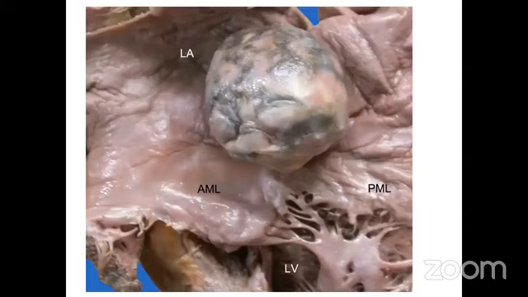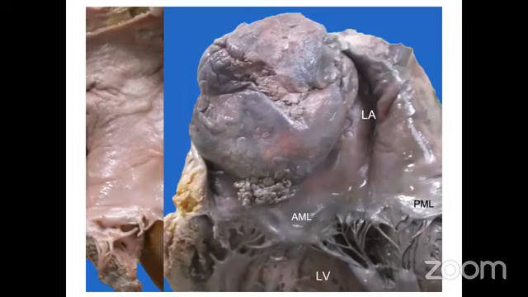Here we can see a large, smooth-surfaced polypoidal mass lesion which is attached to the interatrial septum. This was an incidental finding at autopsy, and this is the classic morphology of a solid type of left atrial myxoma. Now, this is an example of a similar solid, glistening, firm polypoidal projection into the left atrial cavity.